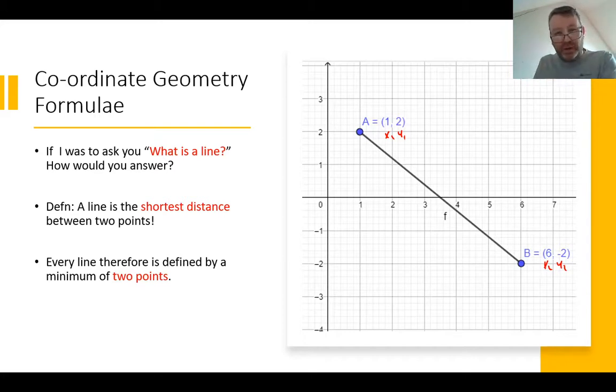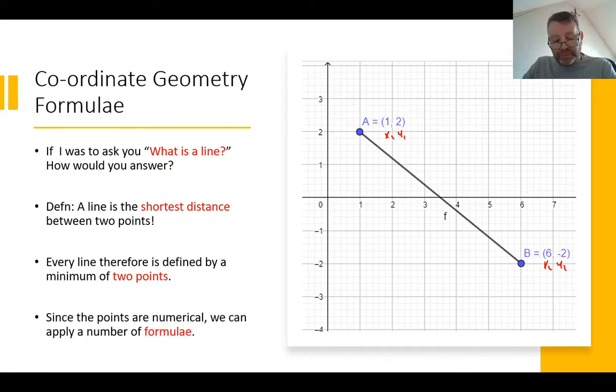Now, in maths, we call the direction of a line its slope. And I'll talk more about that in a little bit. So 2 points will be needed, x1, y1, x2, y2. And I would ask you to actually physically label them as x1, y1 and x2, y2. Since the points are numerical, we can apply these points to a number of formulae.